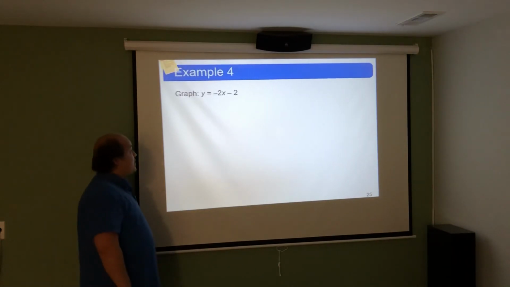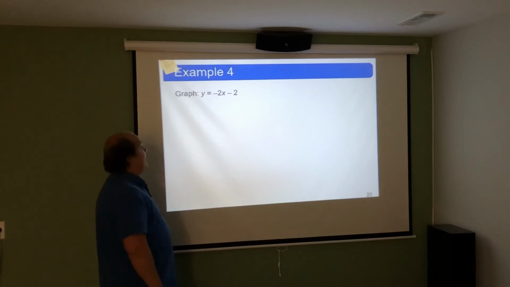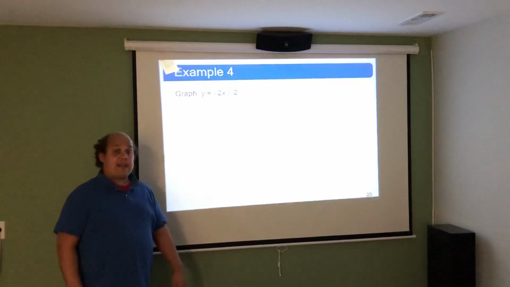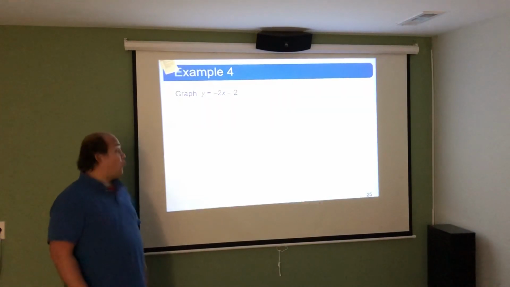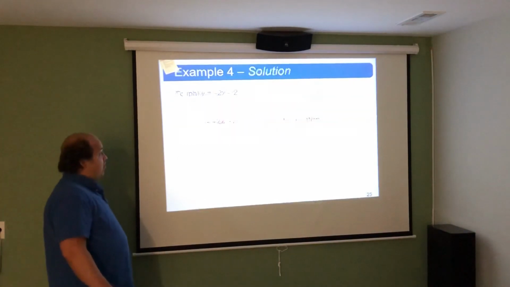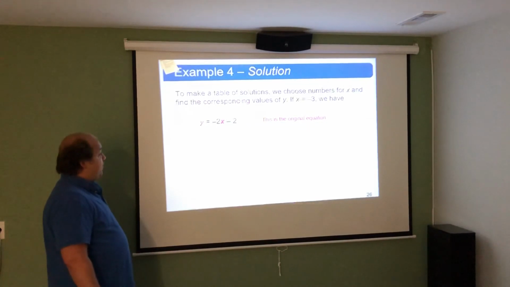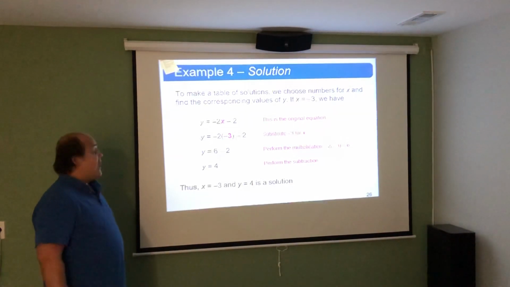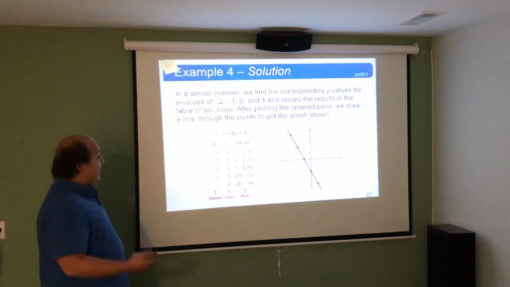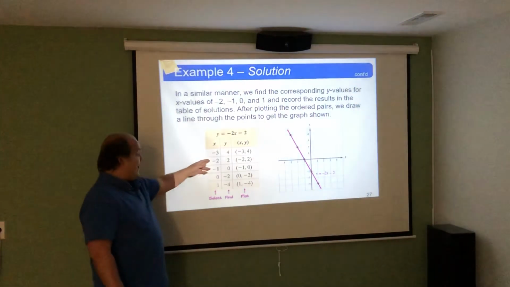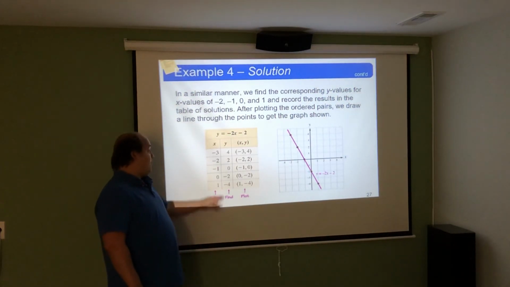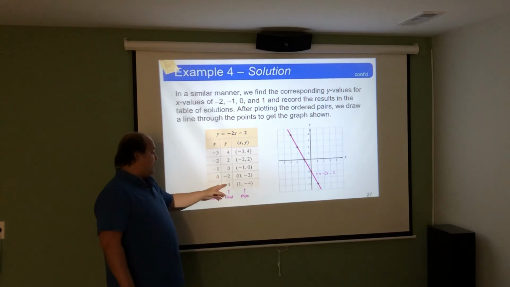So if we just start off with the question, graph y equals -2x minus 2. First step, we need to pick some numbers to put in for x and get back y values as ordered pairs. So here, we're going to start by plugging in -3. When we put in -3, it gives us an answer of 4. So we have (-3, 4) as our first ordered pair. If we continued in this way, putting in -2, -1, 0, and 1, our equation would solve and we would get 2, 0, -2, and -4.